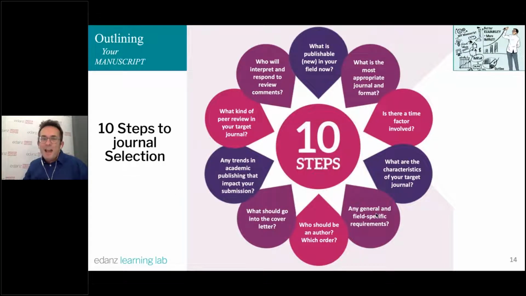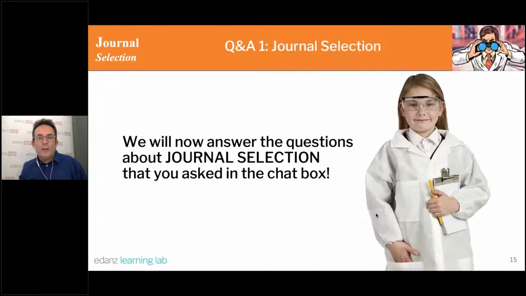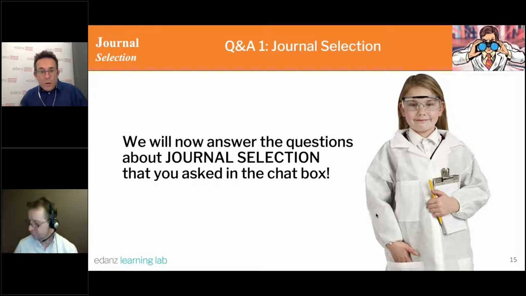We have 10 steps. We'll give you this as a downloadable or something very similar at the end of this training session. Things to think about when you start to characterize your journal selection. Things to have a think about, a checklist when coming up with a target journal for your next article. And let's have a think about this, and maybe you've got questions. I'm sure you have, because of course this is the most important choice that you will make. Which journal are you going to publish your next article in?